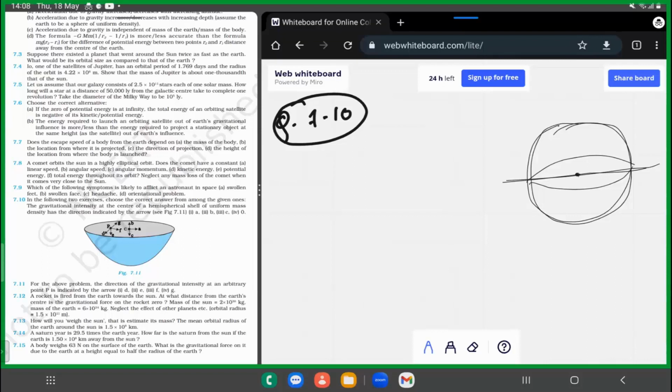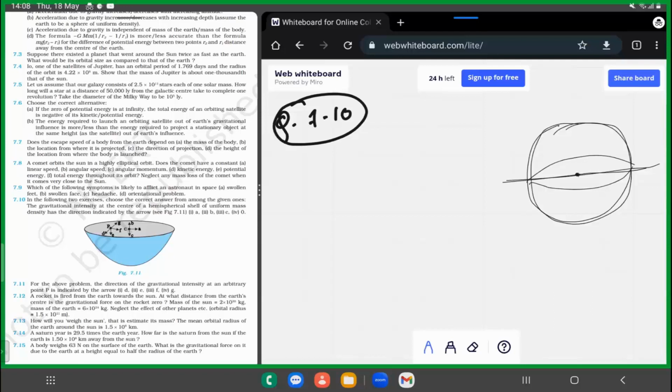If we understand the question once again, it says that the gravitational intensity at the center of the hemispherical shell of uniform mass density has a direction indicated by the arrow. Let's say we remove the upper half part. It is basically asking what the direction of the gravitational field would be now.